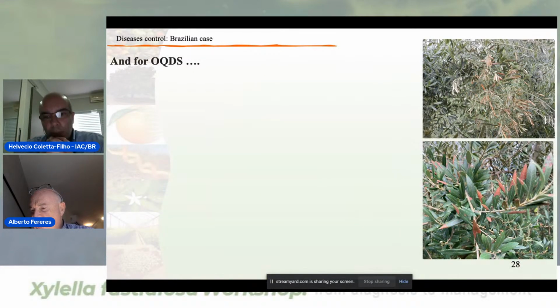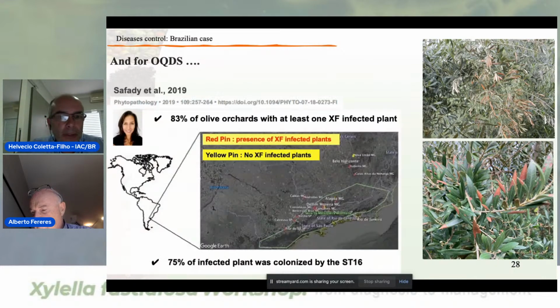To understand what's going on with the disease in olive plants, we show that the disease has almost spread to all of the orchards. We selected several different orchards in those regions and could see a high incidence of the disease, with Xylella, and almost 75% of the infected plants were colonized by just one ST, the ST16.